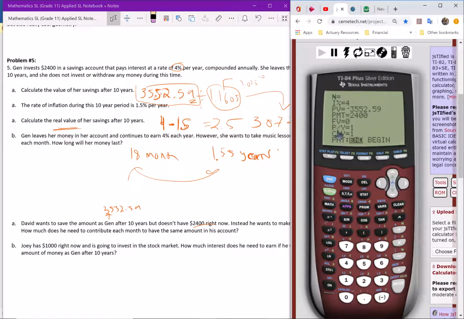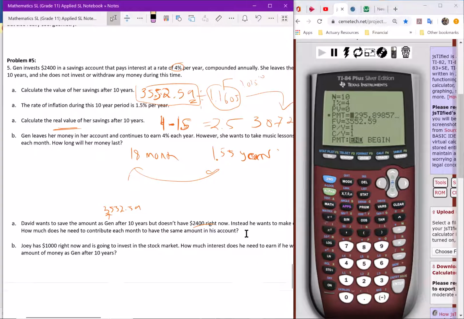So again, this is going to be 10. Interest rate's still 4. Present value is still whatever Jen had. What we want to know in this case is the payment. So I'm going to leave that blank for right now. And the present value is 0. He has $0. The future value, how much he wants in his account, is 3,552.59. And then we're going to go to payment, and we're going to say how much does he have to pay, and it's going to say, oh, he has to pay $295.